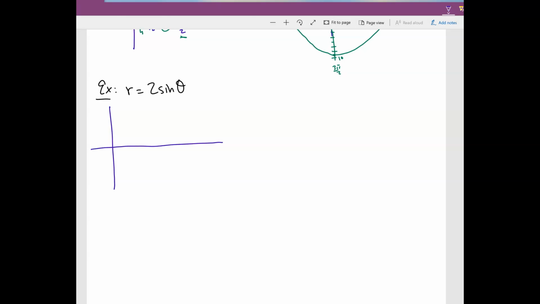To graph the sine curve, you just have 0, pi over 2, pi, 3 pi over 2, 2 pi. You can see that this has an amplitude of 2. And then remember, sine always starts at 0. And then you just graph. Okay, so the basic sine curve.